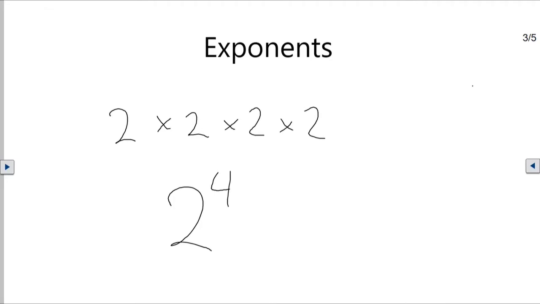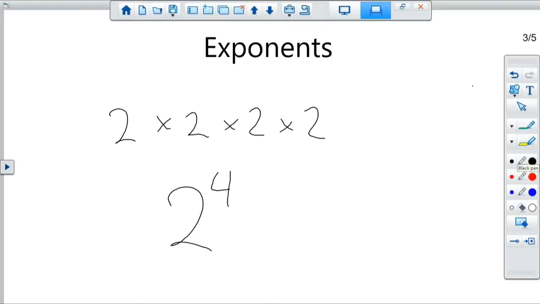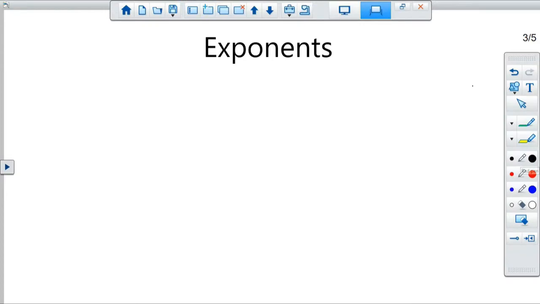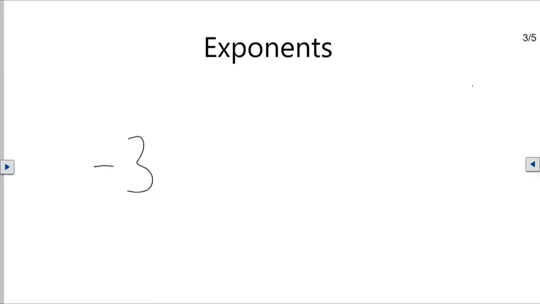Okay, one thing to be a little bit careful of is with negative numbers, and we won't get a ton of them right away, but as we progress here, when we're dealing with negatives, we have to be a little bit careful. If I do something like that, for example, what that really means is negative 1 times 3 times 3. The exponent is only on the 3.